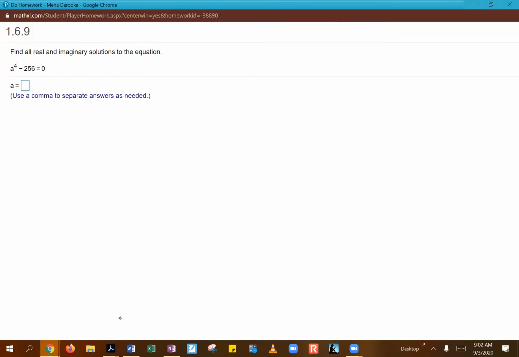So again, remember we have to use the factoring method to try and solve this. So let's bring this down here. A to the 4th minus 256 equals 0. Can you tell me what is the 4th root of 256? Since you do have that a to the 4th, we know we are looking at the 4th power, or basically what number multiplied into itself 4 times will give us 256.